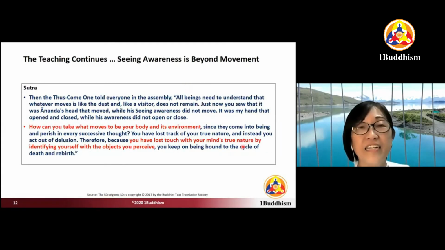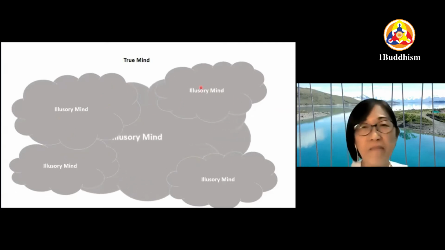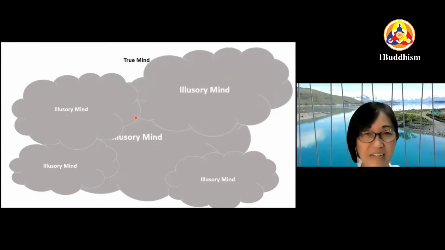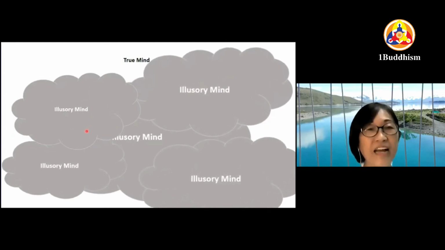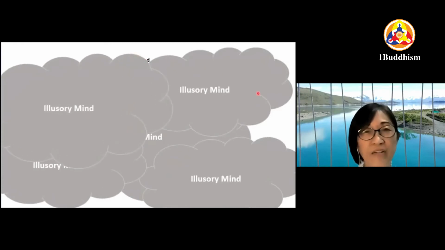And the Buddha said that because you've lost touch with your true nature, by identifying yourself with the objects you perceive, you keep on being bound to the cycle of death and rebirth. Now, because we have forgotten our true mind and we concentrate on our illusory mind, so much so that for many, many years and many lifetimes, we keep identifying with the illusory mind. So now, we are less in touch with what our true mind is.